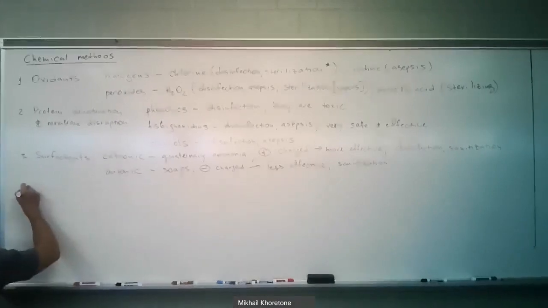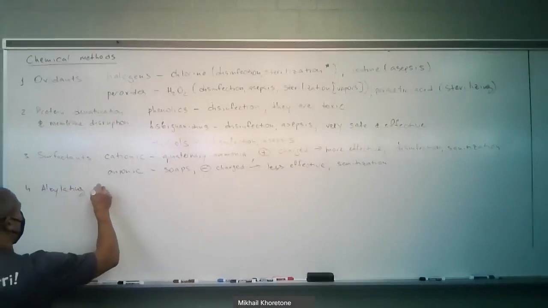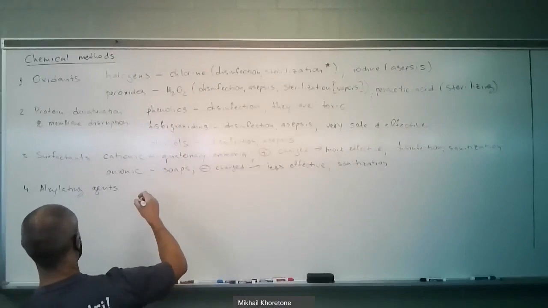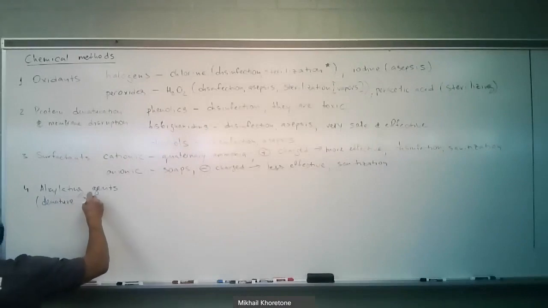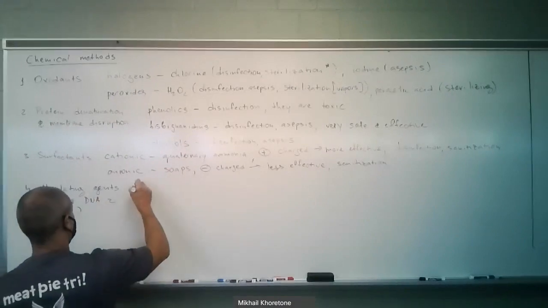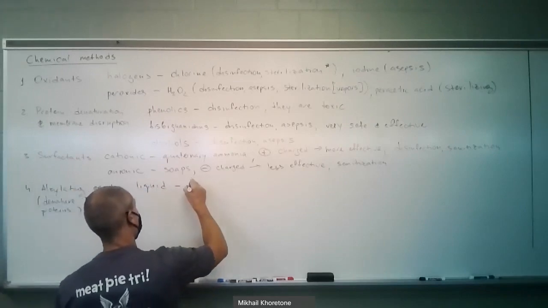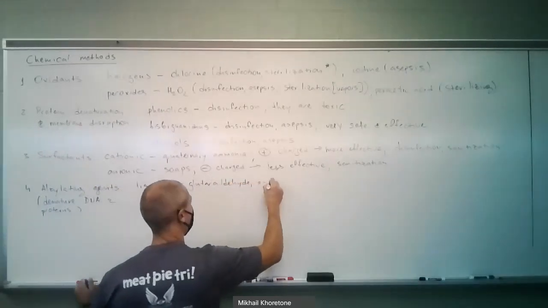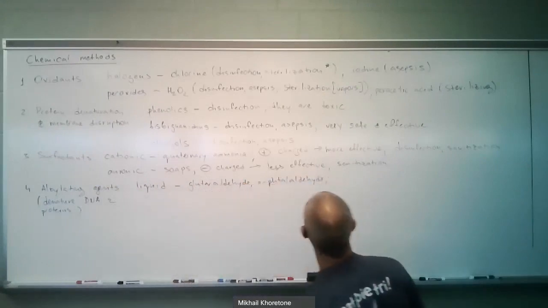Next one is alkylating agents. Okay, so we're going to group them slightly different. What they do, they chemically modify and denature DNA and proteins. Liquid alkylating agents. Glutaraldehyde, phthalate, metapropial lactate.